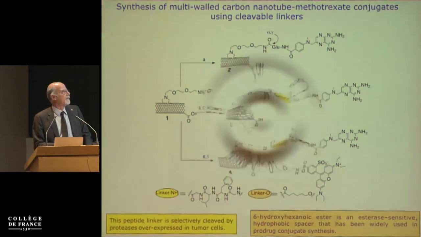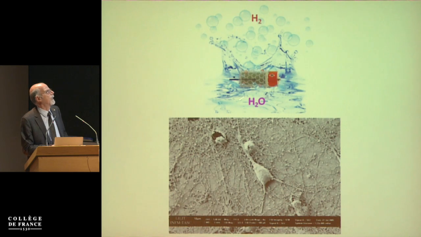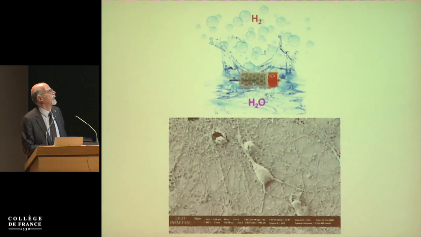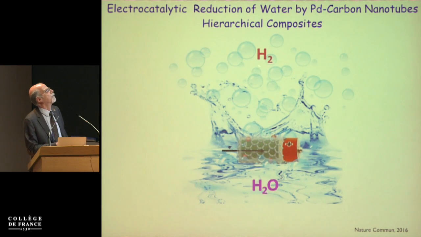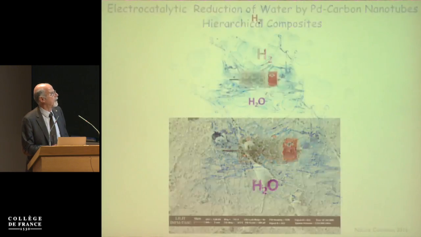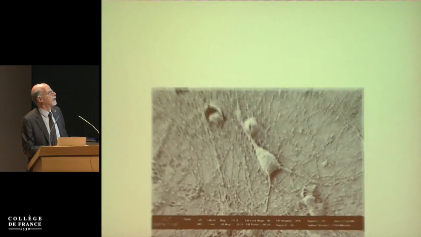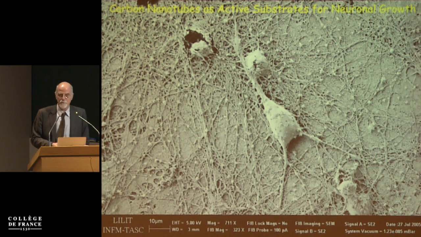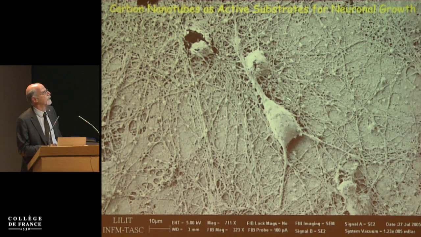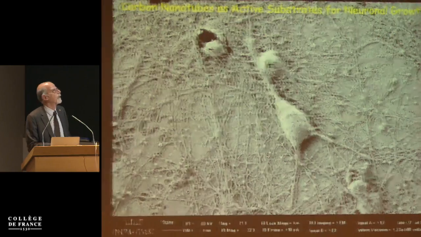Today, I will focus on two different topics, which is one, the use of carbon nanotubes and other materials for the production of hydrogen by electrocatalytic reduction of water. And the second topic will be the growth of neurons on carbon nanotubes for the curing of spinal cord injury.